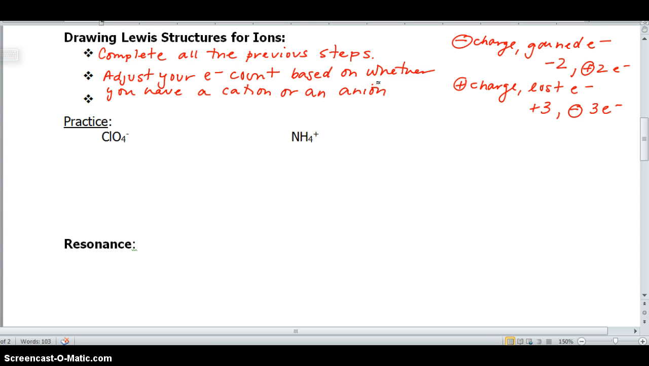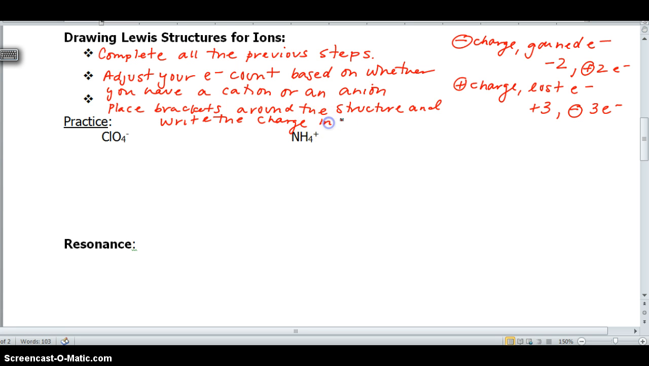So that's really the only change that you make to the 5 steps above. And then the last step, because we want to let people know that, hey, this isn't a neutral compound, this is something that has gained or lost electrons. The last step is to place brackets around the compound or the structure and write the charge in the upper right hand corner.